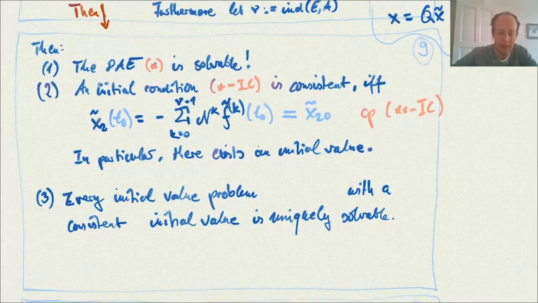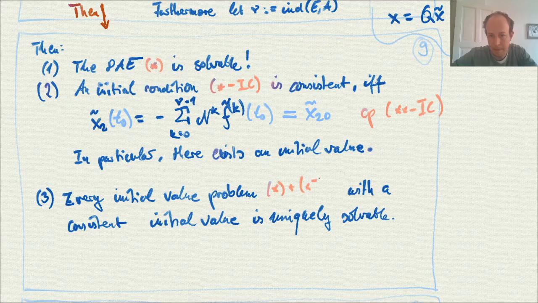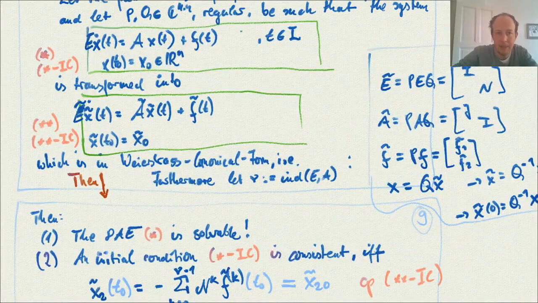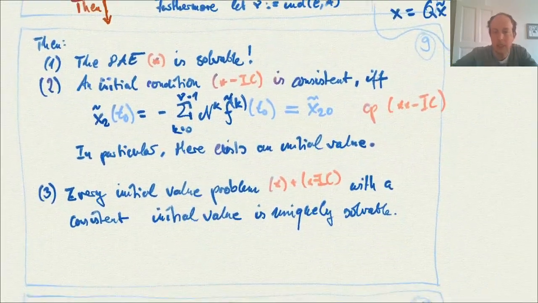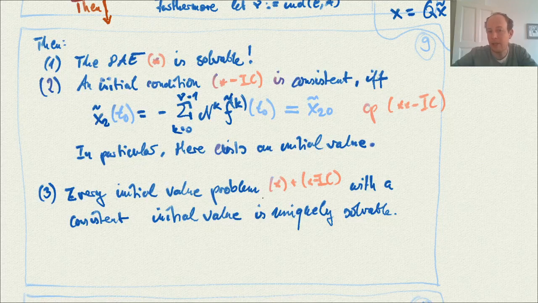And then we translate this back and say that every initial value problem plus the initial condition, so this is the actual DAE, E x dot, x(t0). So every such initial value problem with a consistent, very important, initial value is uniquely solvable. And that's the theory. No need to prove it here because we did all this before.